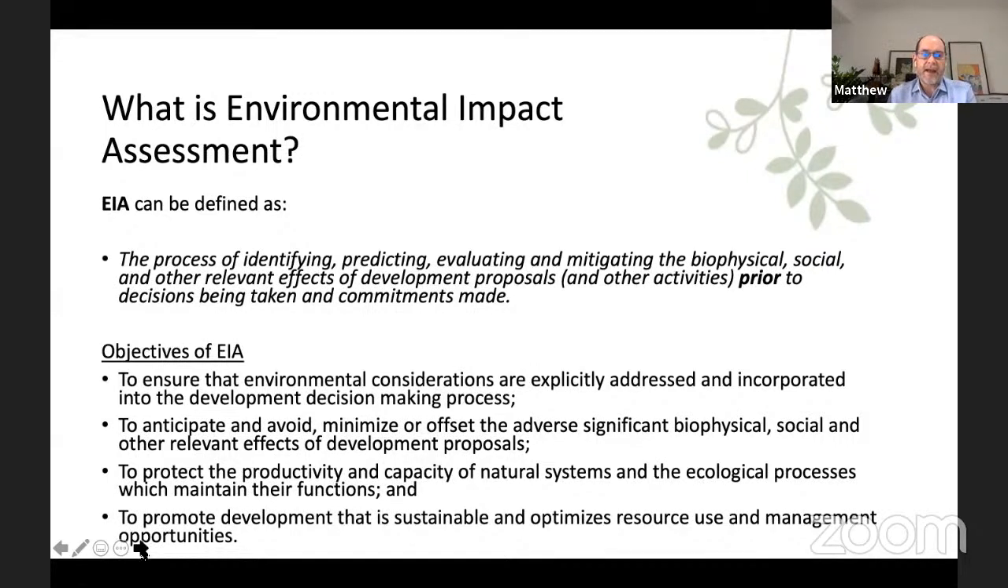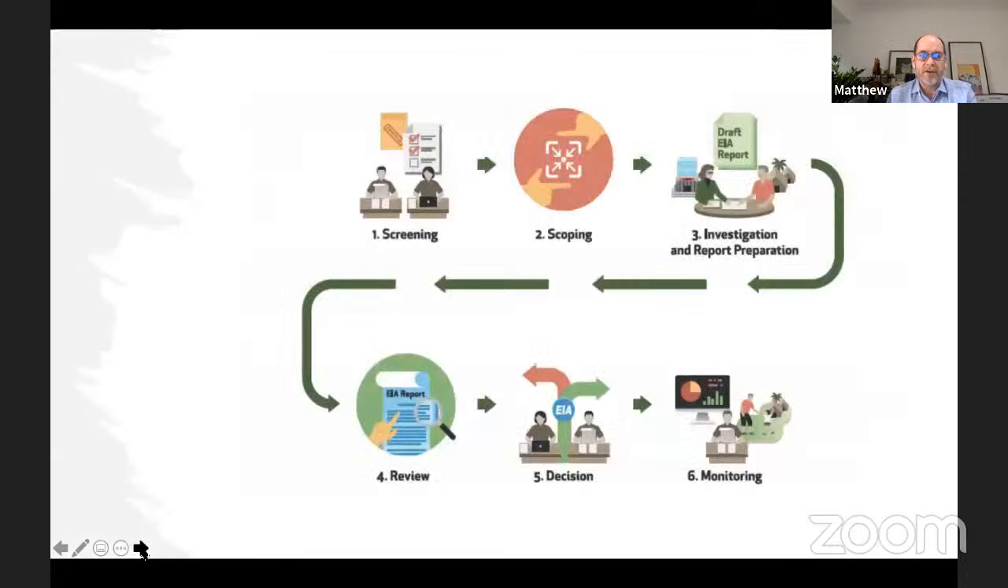The objectives of an EIA can be considered to ensure that environmental considerations are explicitly addressed in the development decision-making process. It's also important to anticipate and avoid, minimize or offset that potential significant impact. There'll always be impact of development proposals, but the aim of EIA is to avoid, minimize or offset those particular impacts. It's to protect the capacity for natural systems, and it's to promote development that is sustainable and optimizes resource use and management opportunities. So it can be seen here that part of EIA is that it's a process. It's not an environmental protection process, but it's a way of including environmental issues and social issues in the decision-making process.